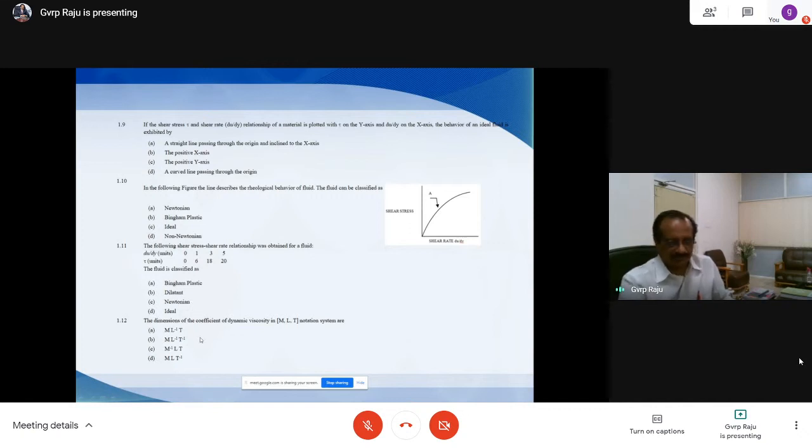And 1.12. This is dimension analysis actually. The dimension analysis is very, very simple. It is as simple as your 10th and intermediate mathematics. There are two systems: one is the MLT system, the other is the FLT system. M represents mass, L represents length, which can be anything, so the unit of meter you can represent as L, and T represents time.